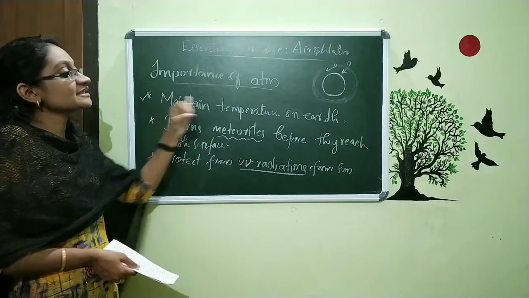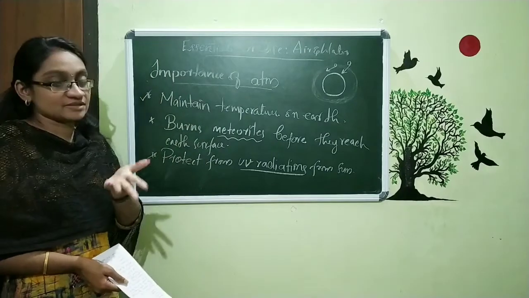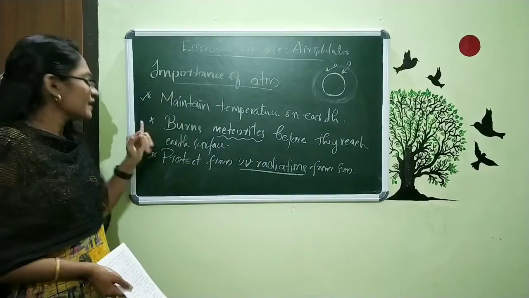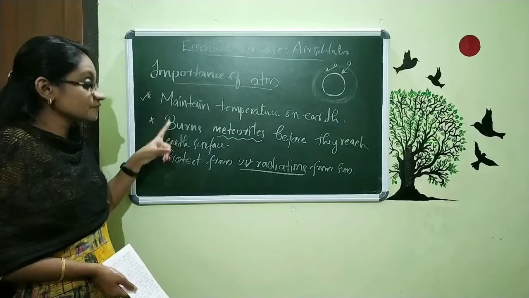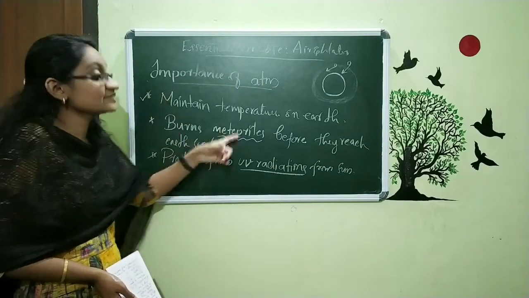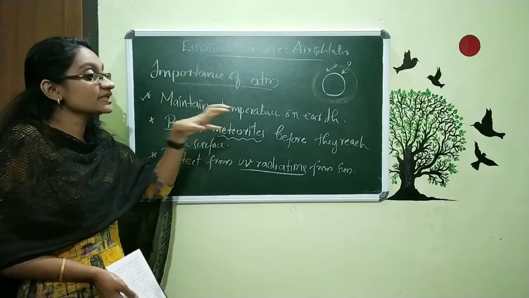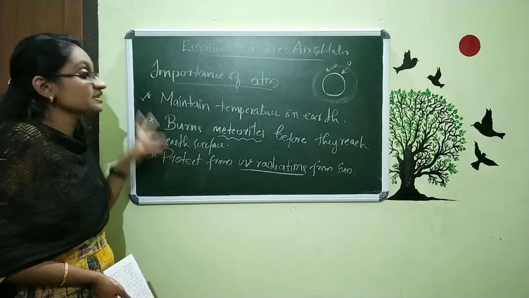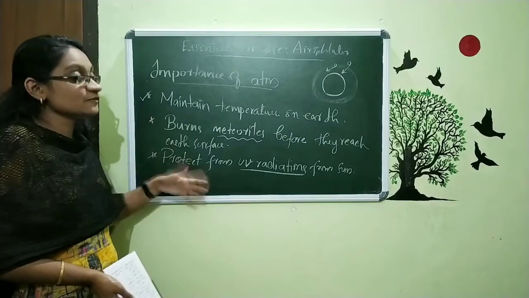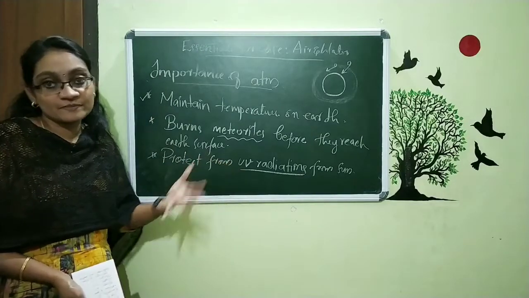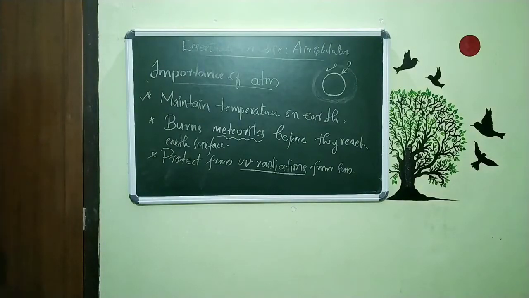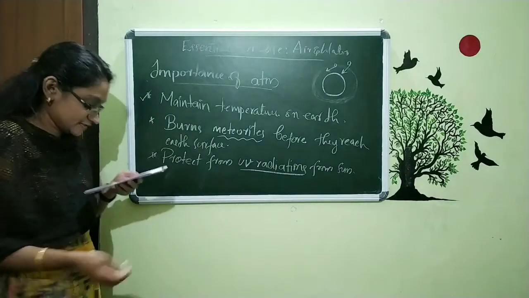But they maintain the temperature on Earth's surface, and that helps us to survive on the Earth. And the next is, this atmosphere burns the meteorites before they reach the Earth's surface. That is the second point. And the third point, this atmosphere protects us from UV radiation coming from the sun. So these are the three important points of the atmosphere's importance.